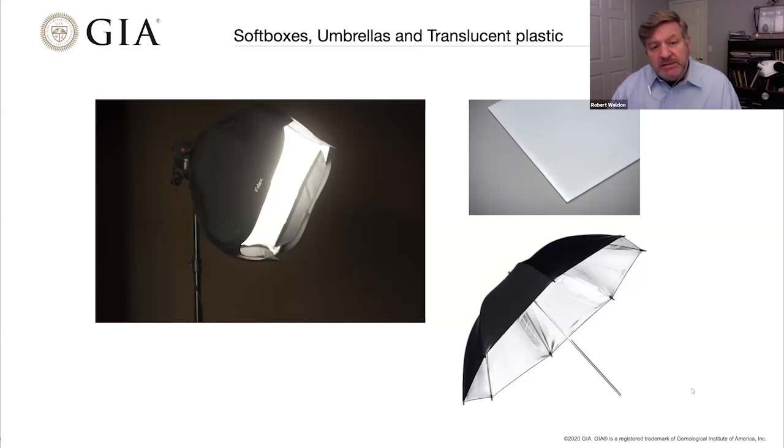Now, these diffused systems can either be the soft boxes that you see there in the large picture to the left. You can use plexiglass panels like these, or you can use umbrellas. This particular umbrella has a silver interior. You're basically bouncing light off of the center of the umbrella onto your subject matter. And these all work as interesting diffusion systems.